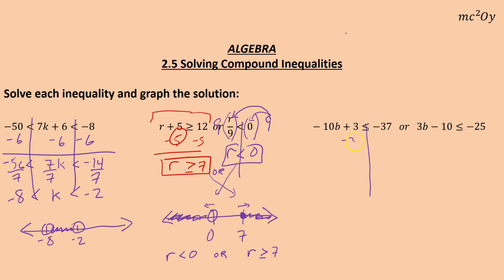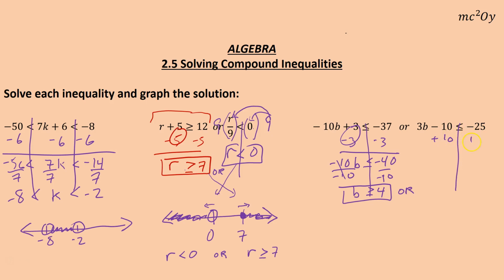This one's separated, so subtract 3, negative 10b, excuse me, is less than or equal to negative 40. Notice we're dividing by a negative here, and that's going to switch our sign over. So we get b is greater than or equal to 4. Okay? And we have, actually or. Now we can add 10 to both sides, and 3b is less than or equal to negative 15, divide by 3, and divide by 3, b is less than or equal to negative 5.